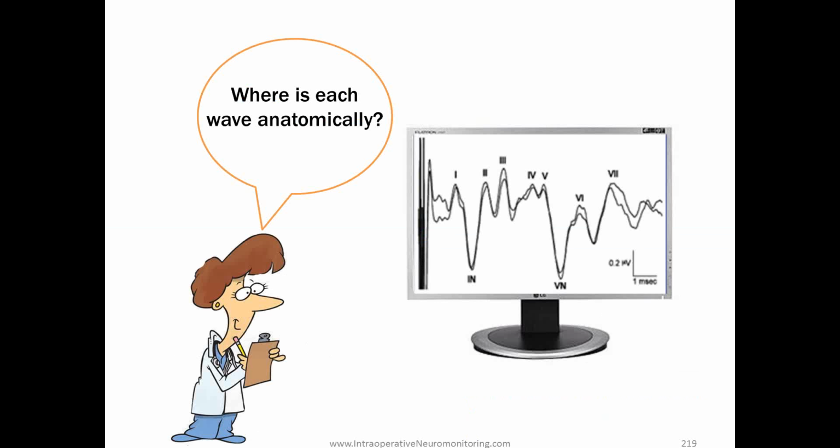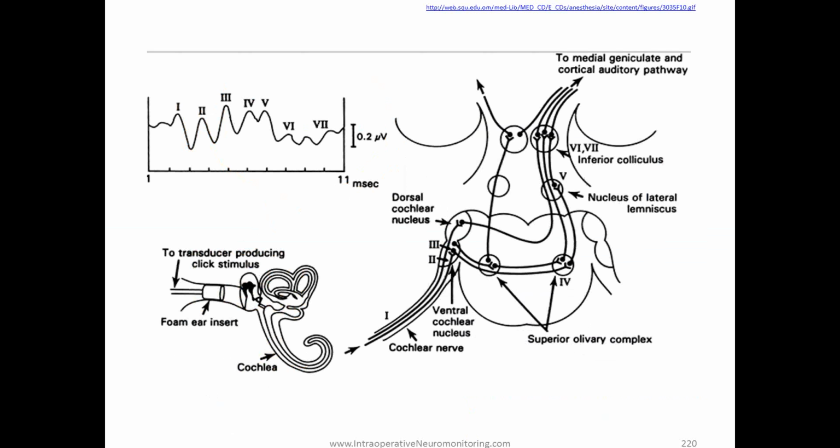All right, so where are each of these waves generated? This is a picture that you just have to commit to memory. So we're going to start from our earbud inside the canal, causes a click, causes that mechanical and neural sensory summation of a potential, and we now find ourselves in the very distal cochlear nerve as that action potential is summating up. That is where wave 1 takes place, at the very distal portion of the cochlear nerve.